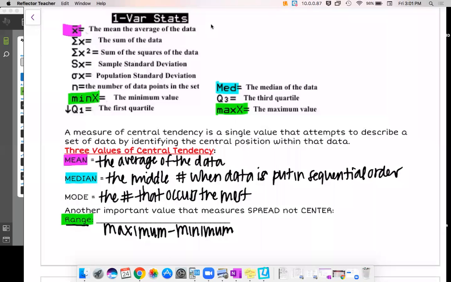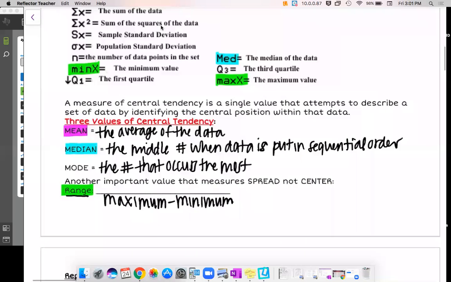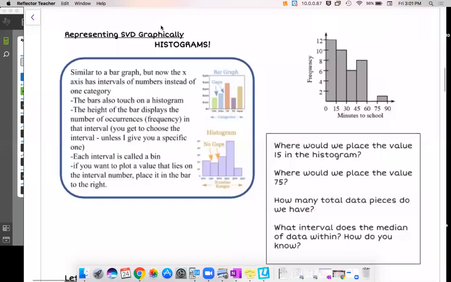So you have a lot of information in those one variable stats in your calculator, so it's important to know how to plug those in. Okay, the next thing we're going to talk about is representing our single variable data graphically, and we're going to start by doing histograms.